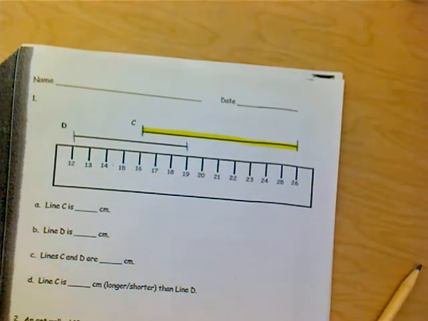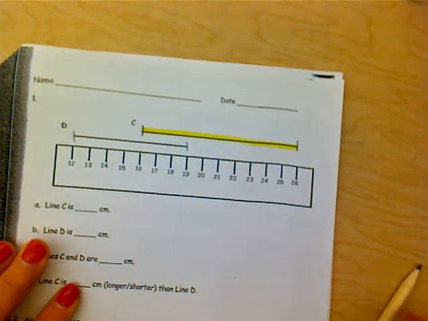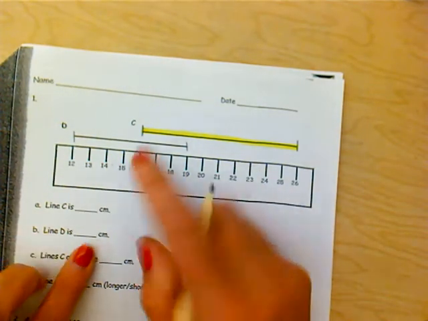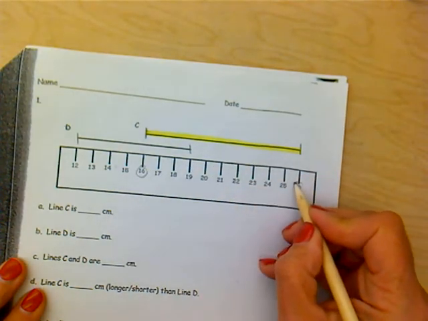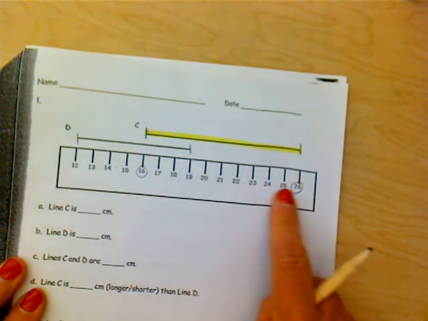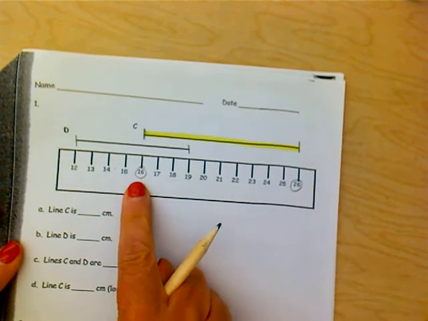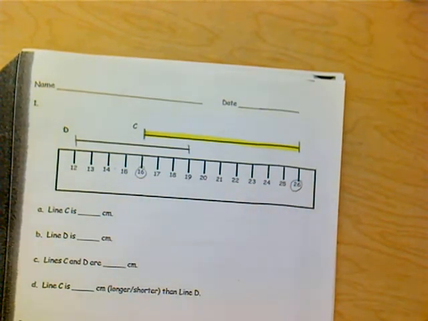We're going to figure out how long line C is. So in order to do that, I'm going to start at 16, and I'm going to be ending at 26. And let's count and see how many centimeters there are between 16 and 26. I want you to try that without me. So shut the video off, or just pause it, and then we'll check it together. Put it on pause.